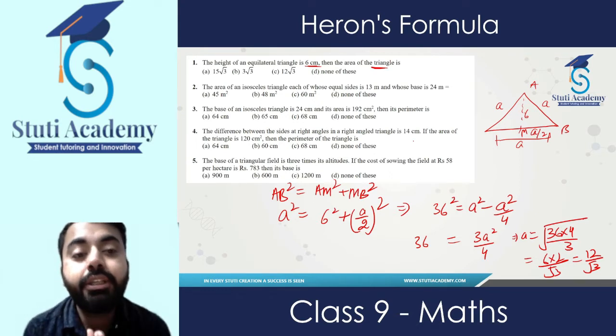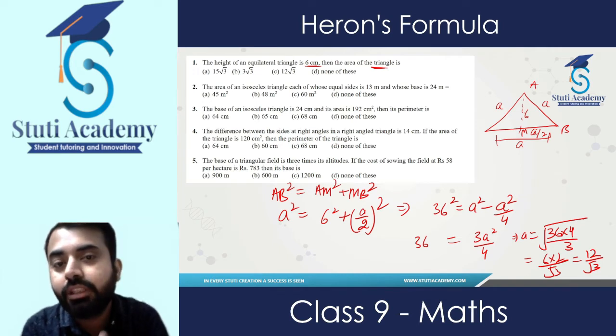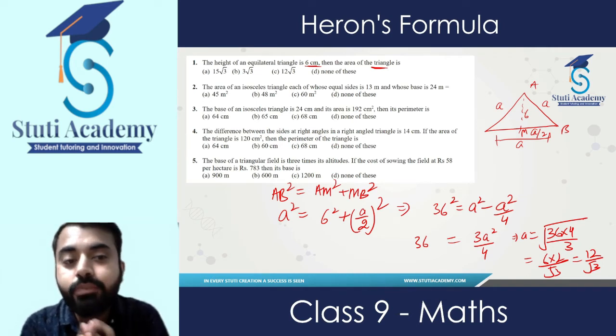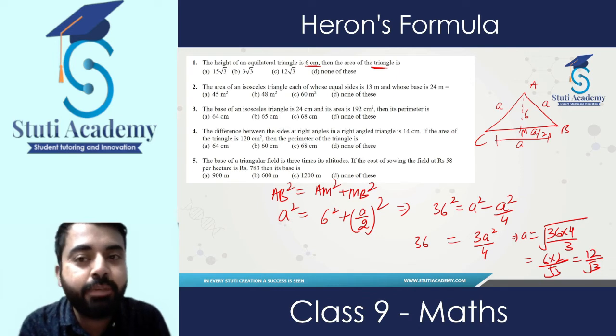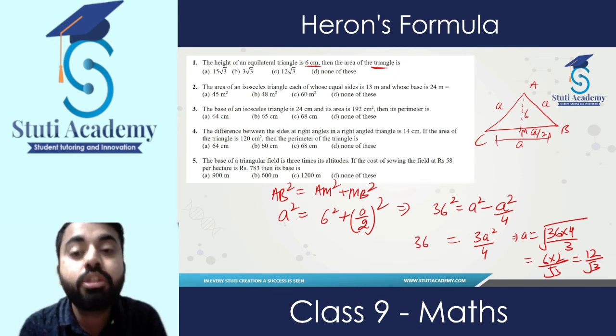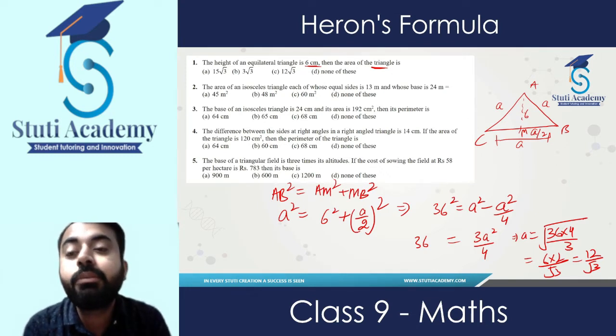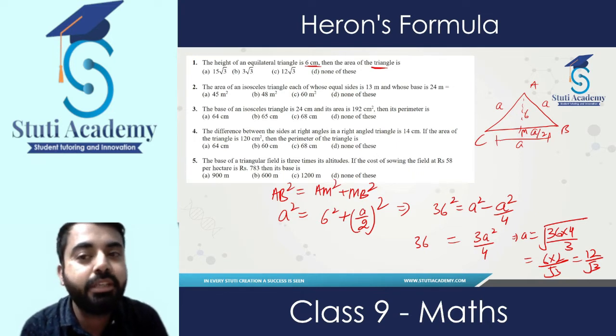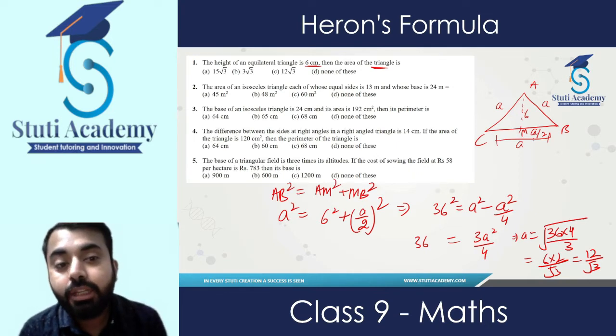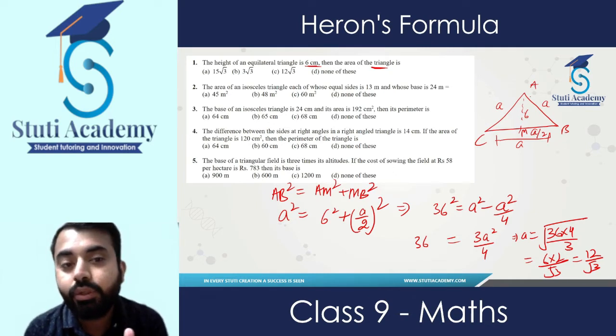I knew the height of an equilateral triangle is also the median of that very triangle. If AM was the median, then it must be dividing BC into two equal parts. The first was a by 2, and the second was also a by 2. AB was given as a, since each and every side was equal. So I applied my Pythagoras theorem here. I knew AMB was a right angle triangle.